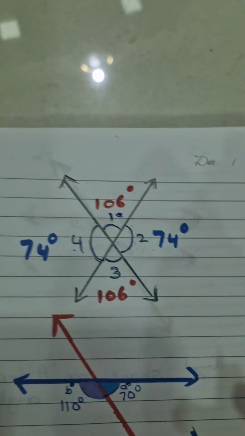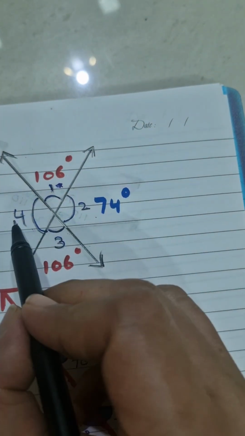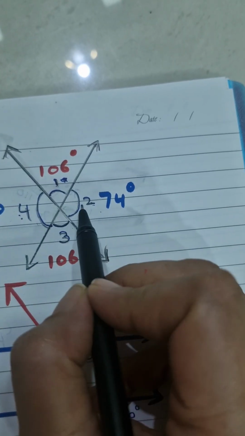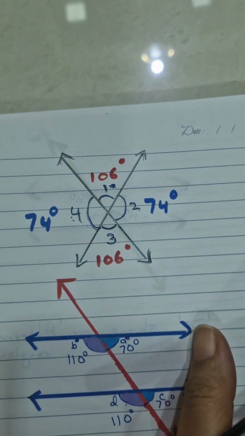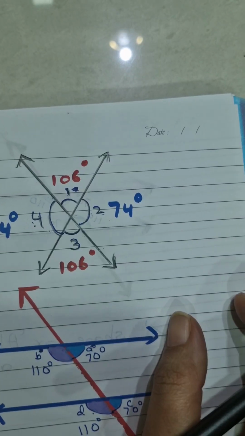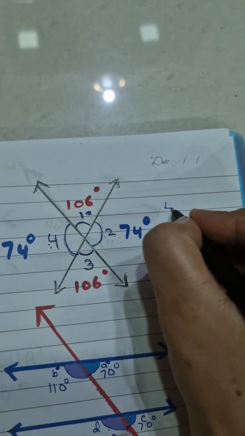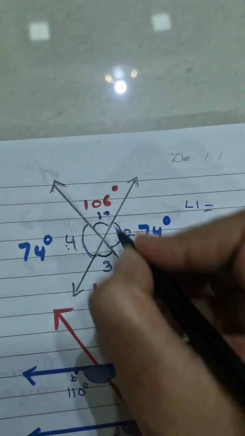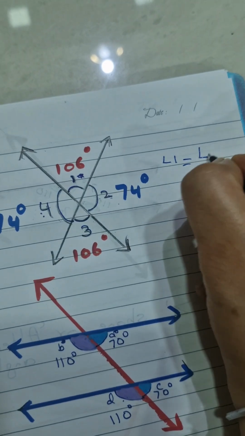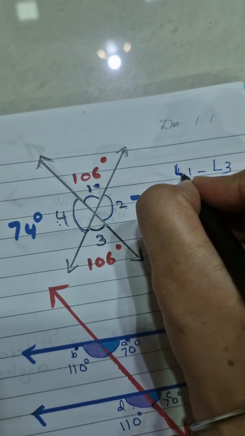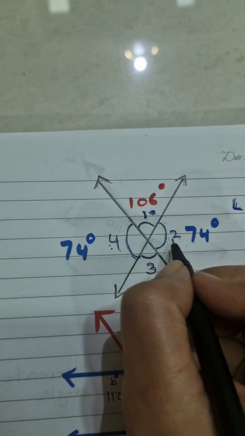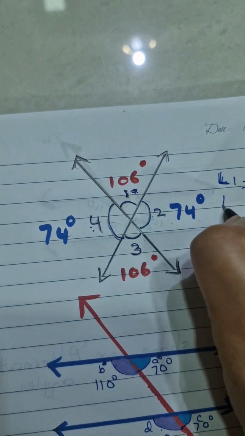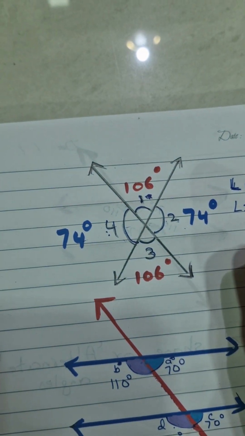You see that angle 2 and angle 4 are opposite each other and they will always be equal. This type of angles are called opposite angles. So we can say angle 1 is always equal to angle 3. Why? Because the reason is opposite angles. In the same way, angle 2 will always be equal to angle 4.